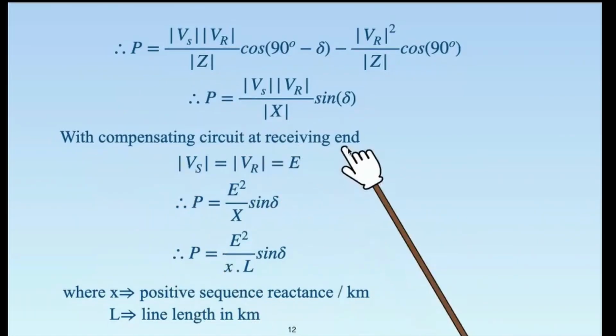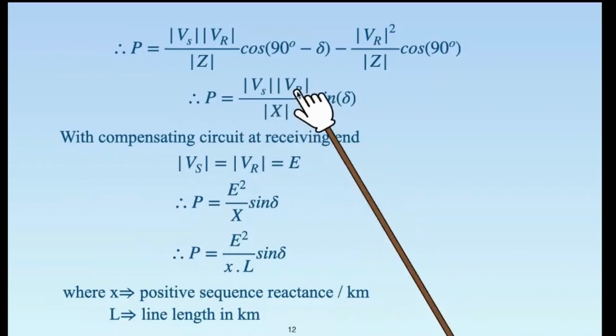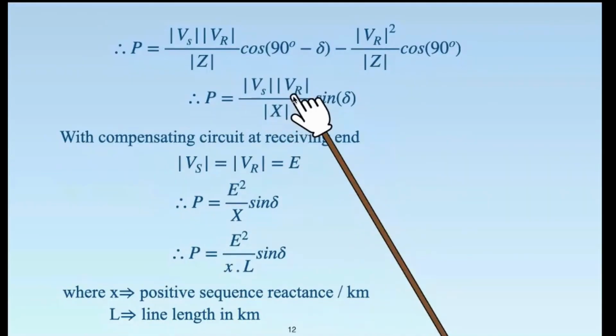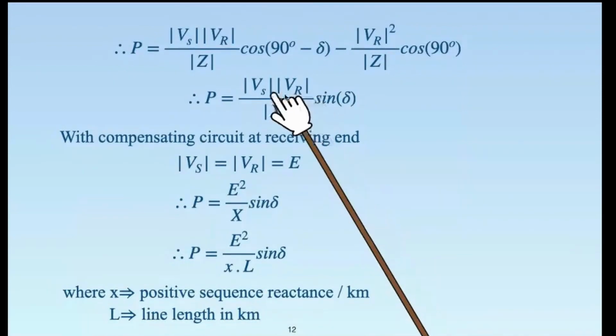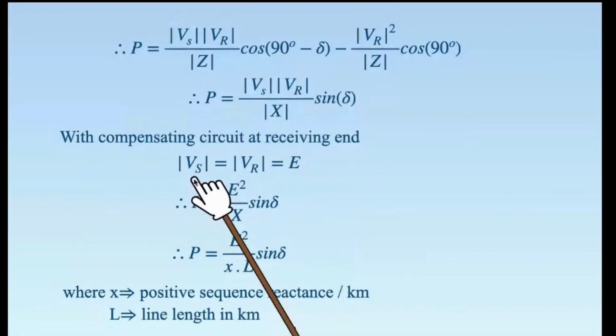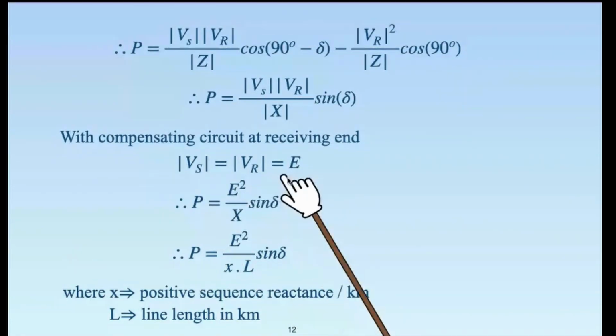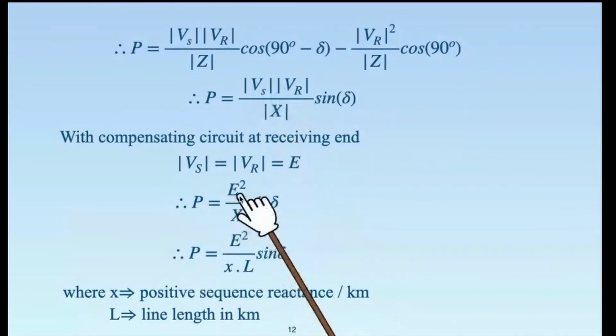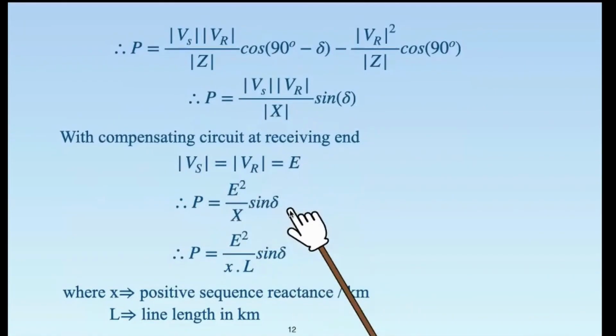With a compensating circuit at the receiving end, generally the sending and receiving end voltages are compensated with some shunt compensating equipment like capacitor banks, okay? They continuously monitor the rise or fall in voltage with change in load and try to maintain them constant. So with the compensating circuit, sending and receiving end voltages can be maintained constant at some value equal to E. Substituting this, we get E square by X sine of delta.